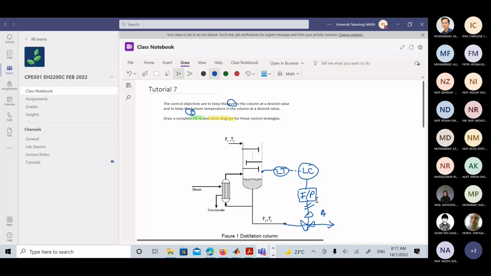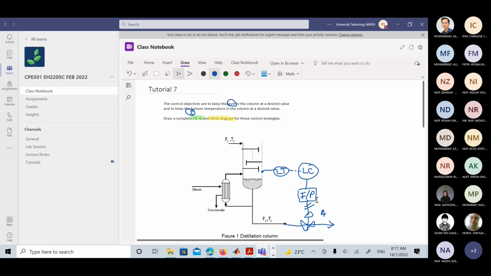And the disturbance of the temperature controller in this case is the temperature of the inlet. It can be the temperature of the inlet, and it can be a flow rate of the inlet to the distillation column. So how do we draw a PNID diagram? This is how we do it for the temperature controller.